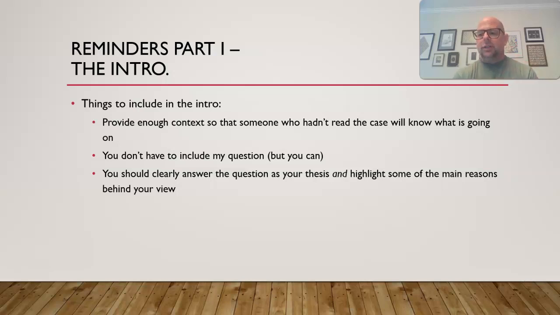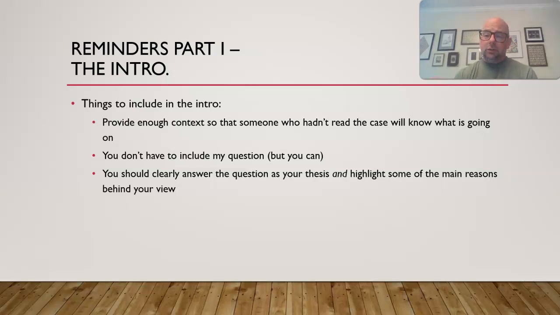Okay, so reminders. First thing to just remember is that your introduction, you don't want to just start right off with, you know, here's a question, here's my answer. You want to give a little bit, ease the reader in, give some context about what's going on. You want to sort of imagine that your audience is someone who hasn't actually read the case. So you want to give a little bit of background on what's going on with the case without rewriting the whole thing.